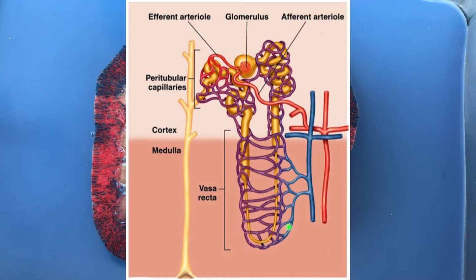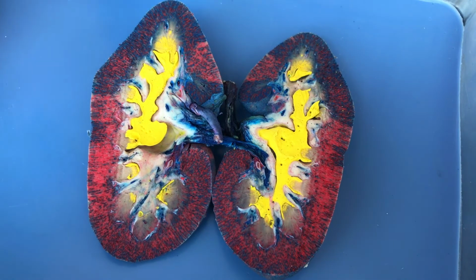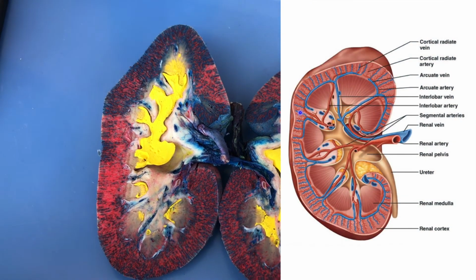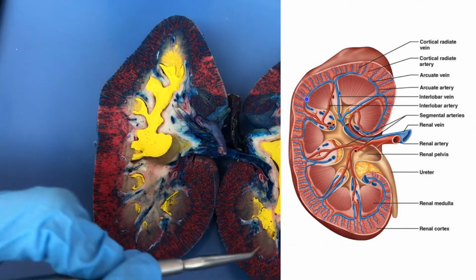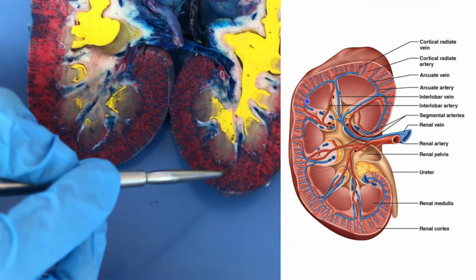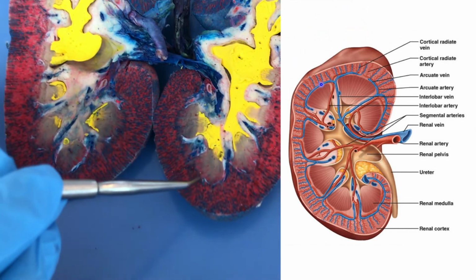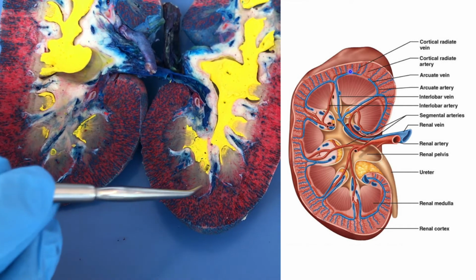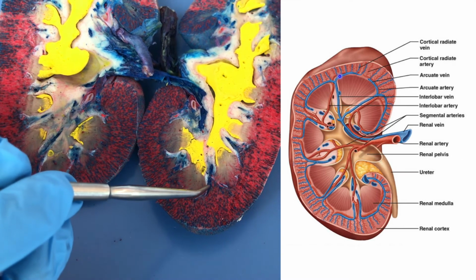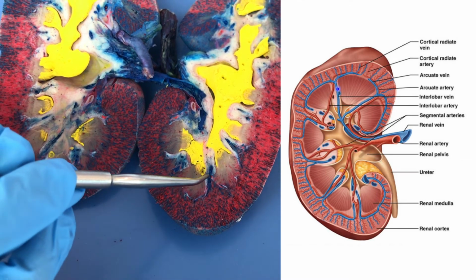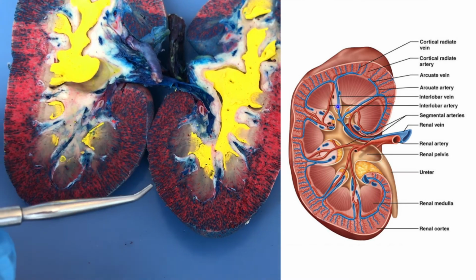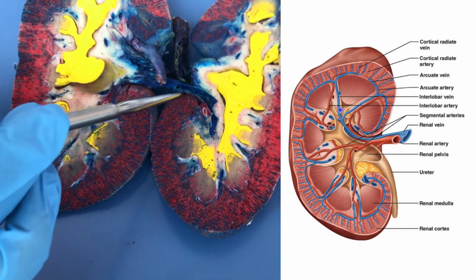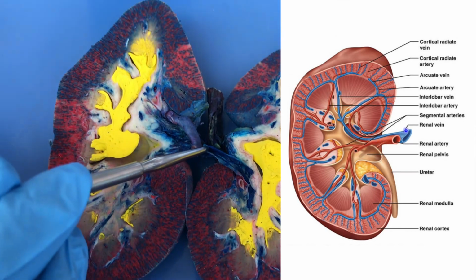The blood will then pass through the venules, which will then empty out into our cortical radiate veins, which you can see here. Our cortical radiate veins will then empty into our arcuate veins. Arcuate is another word for bowing, so you can see it bowing around. The blood will then empty out into the interlobar veins. It is important to note that kidneys do not have segmental veins, so that deoxygenated blood will then empty out into the renal vein, which can be appreciated here.